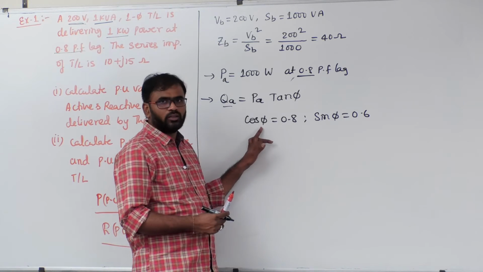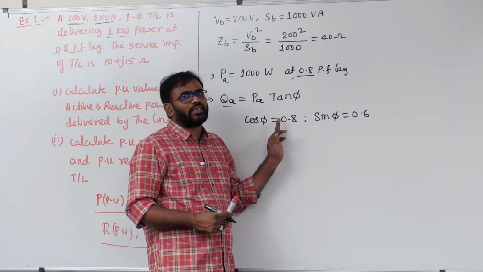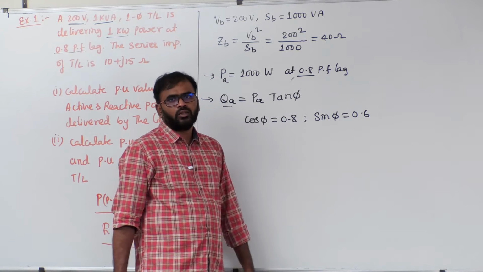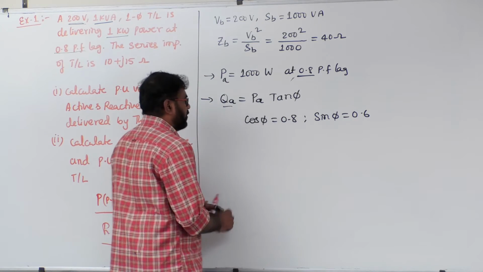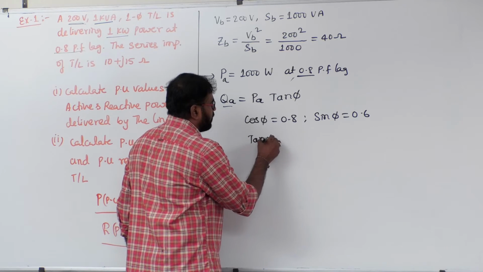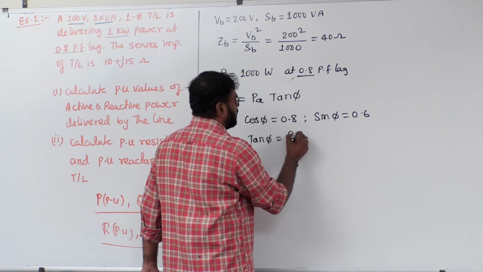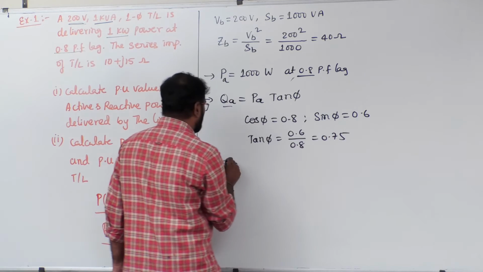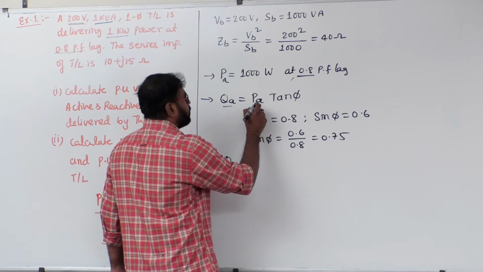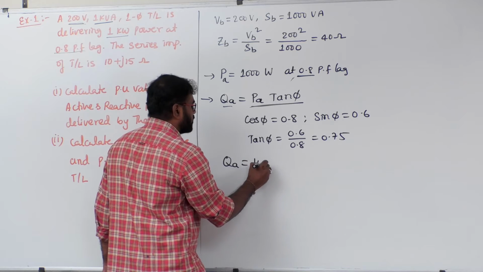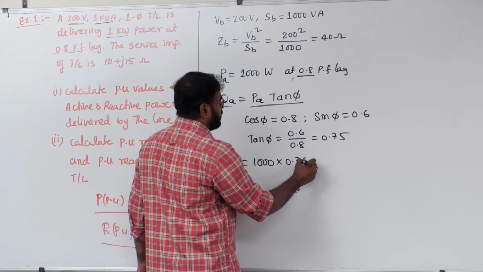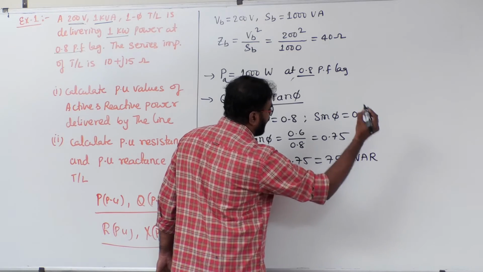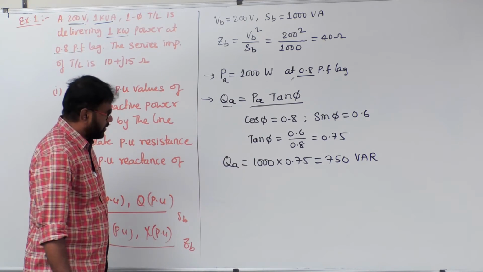Otherwise, you can calculate phi: cos inverse 0.8, that is 36.86 degrees. Sin 36.86 degrees is 0.6. Anyway, what is tan phi? Tan phi equals sin phi by cos phi. Sin phi is 0.6, cos phi is 0.8. We get 0.75. That means what is Q actual now? P actual multiplied with tan phi. P actual is 1000, tan phi is 0.75. We get 750 volt ampere reactive. Where are the units? Clear?